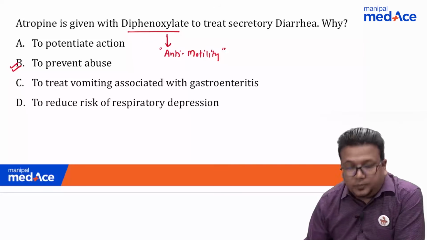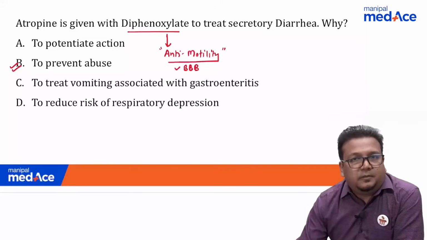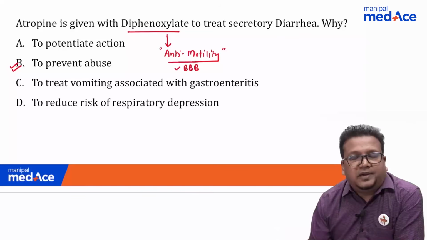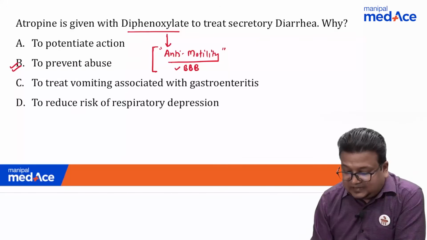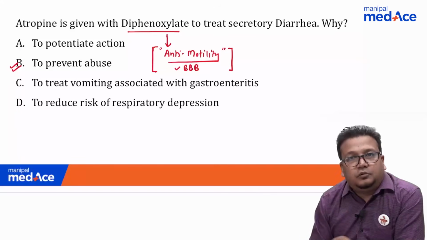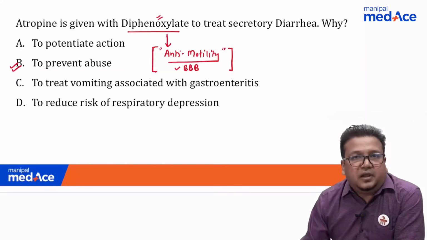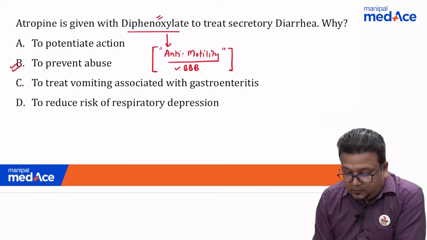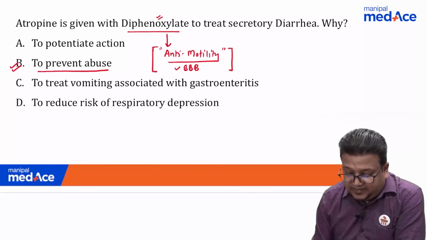So diphenoxylate is an opioid and it has some ability to cross the blood-brain barrier. So diphenoxylate can cross the blood-brain barrier and produce the euphoria or the pleasure that is produced by the opioid drugs. So what we do, we add atropine to the diphenoxylate in the same tablet, so that if a patient tries to abuse diphenoxylate for euphoria, then atropine which is added will produce the anticholinergic side effects, and therefore the patient will not be able to abuse this drug. So to prevent the abuse, we add atropine. Okay, that is the best answer.